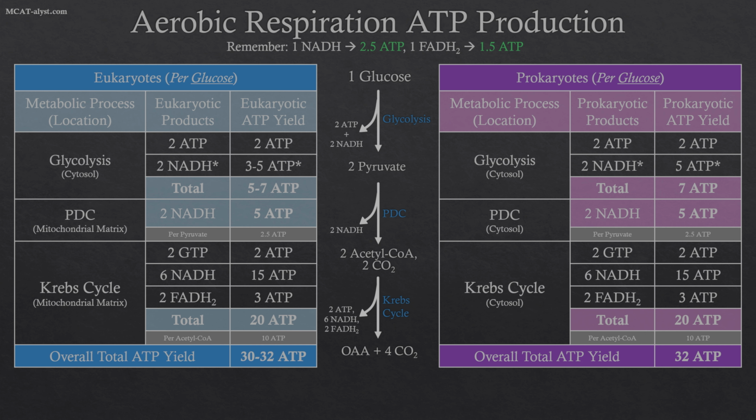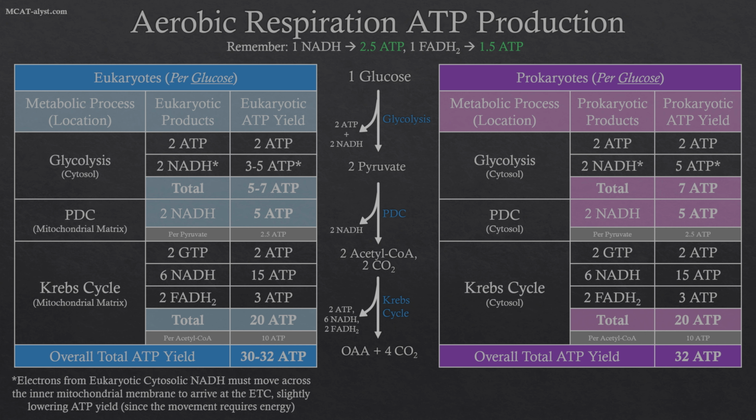And then, of course, the final thing that I want to note is what's in an asterisk up here. Those 2 NADH, because they are made in the cytosol, have to get shipped into the mitochondrial matrix. There's 2 shuttles that are capable of doing that. And one of those shuttles is going to cause us to lose a little bit of ATP production. It's going to require some energy to move that NADH across that mitochondrial membrane in one of those shuttles. So because of that, we actually see a slight decrease in the ATP yield of eukaryotes.